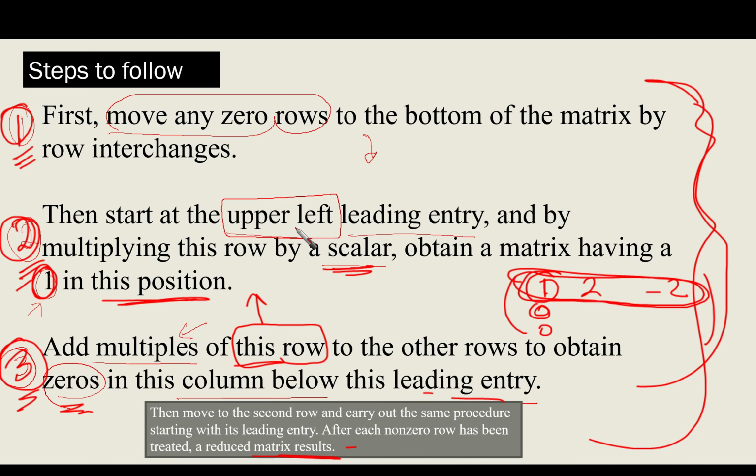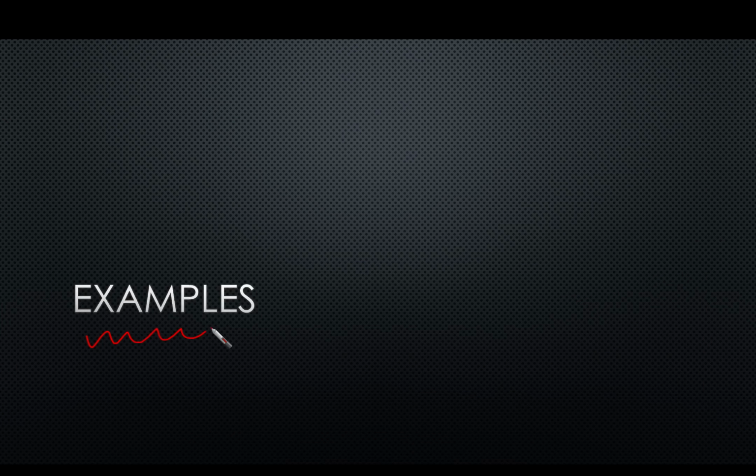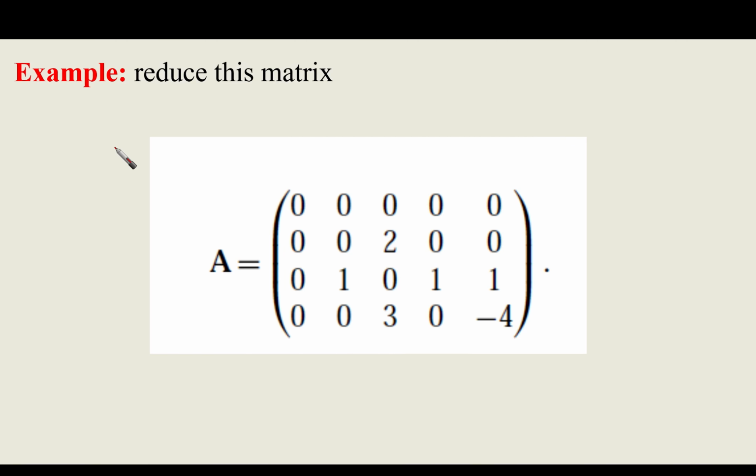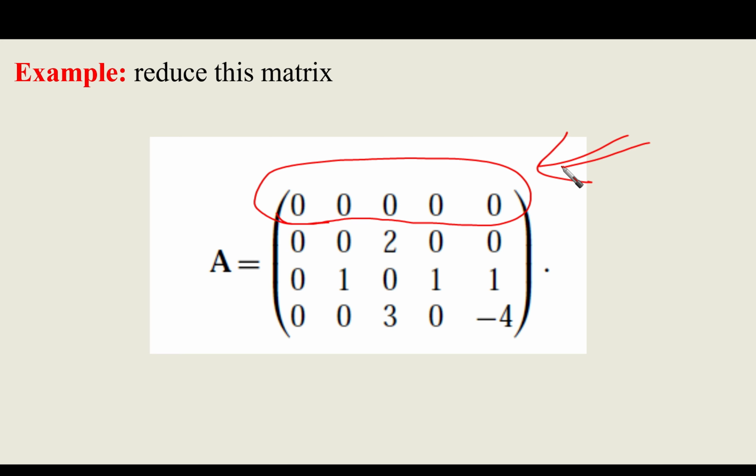Now it's very fine. Now let's go and have some examples, and you are going to realize that it's straightforward and easy. The first example is to reduce this matrix. Before doing any actions, you need to look at the matrix. First of all, the first step was zero rows. Look here, we have this row where all the elements are zeros. Then where should it go? Exactly, we should put it at the bottom of the matrix.